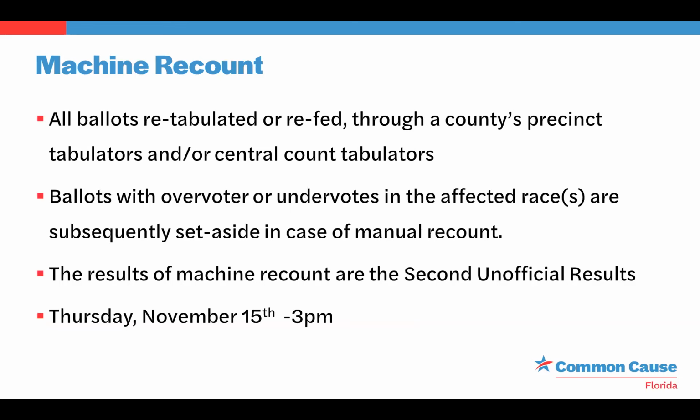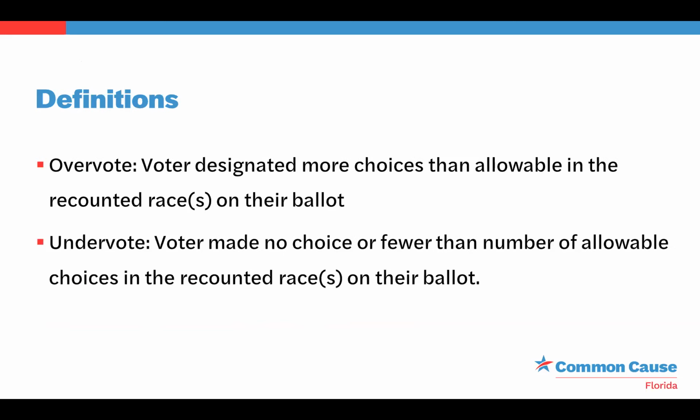There are 67 counties and there are 67 different ways to do an election. So there are going to be 67 different ways to do a recount. The ballots with over or under votes in the affected races are going to be set aside in case there's a need for a manual recount. The results of the machine recount are the second unofficial results due on Thursday, November 15th at 3 o'clock.